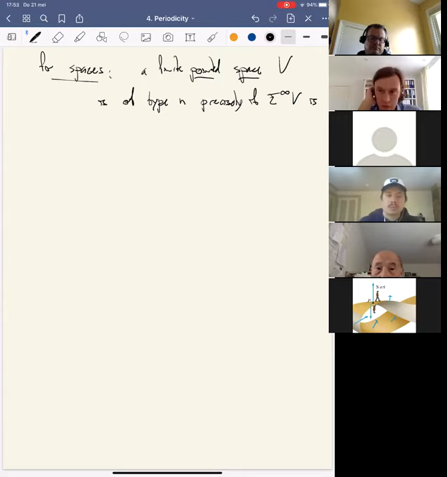Now the periodicity theorem will tell you that any finite space of type n will admit a Vn self-map, possibly after suspending sufficiently many times. It's not true that any type n space actually has a Vn self-map. You might have to suspend a little bit. But after any finite number of suspensions, it will have one.